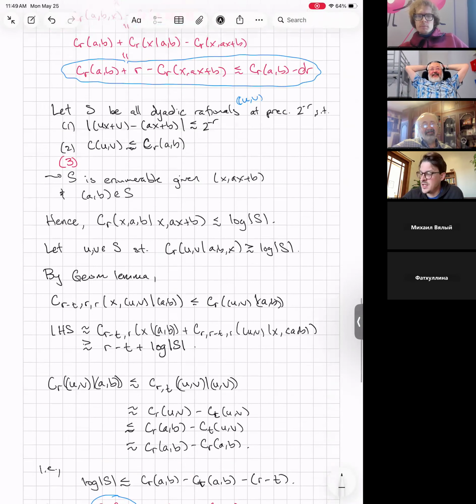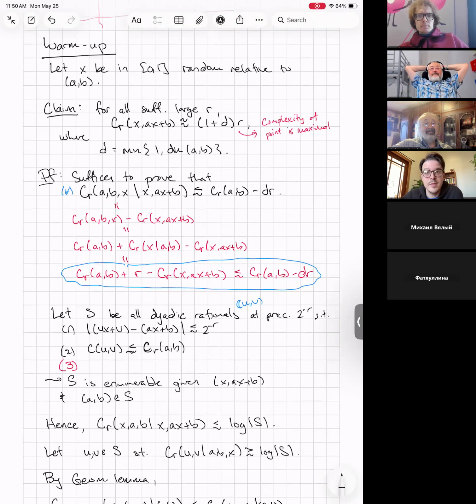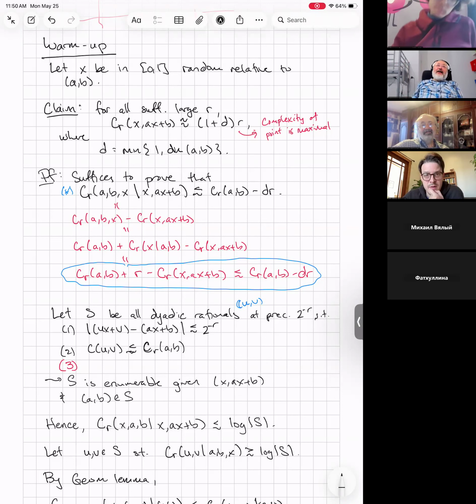This is taking full advantage of the fact that X is random relative to A. So you now get the upper bound of complexity. You get the right point of the interval. This we already do for the finite case, and still we have some problems, some differences in argument when d is smaller than 1 and d is greater than 1.